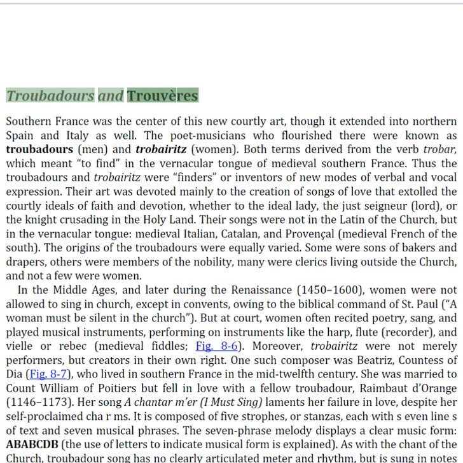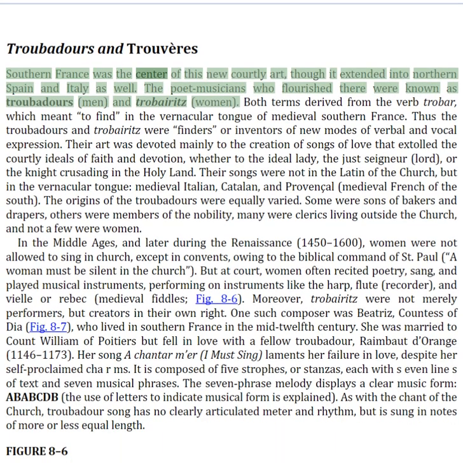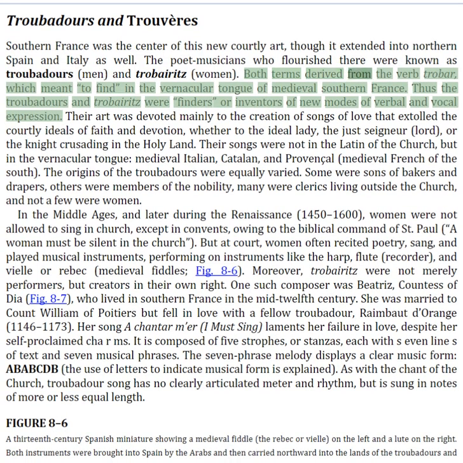Troubadours and trouvères. Southern France was the center of this new courtly art, though it extended into northern Spain and Italy as well. The poet-musicians who flourished there were known as troubadours and troubadourets. Both terms derived from the verb trobar, which meant to find in the vernacular tongue of medieval southern France. Thus the troubadours and troubadourets were finders or inventors of new modes of verbal and vocal expression.